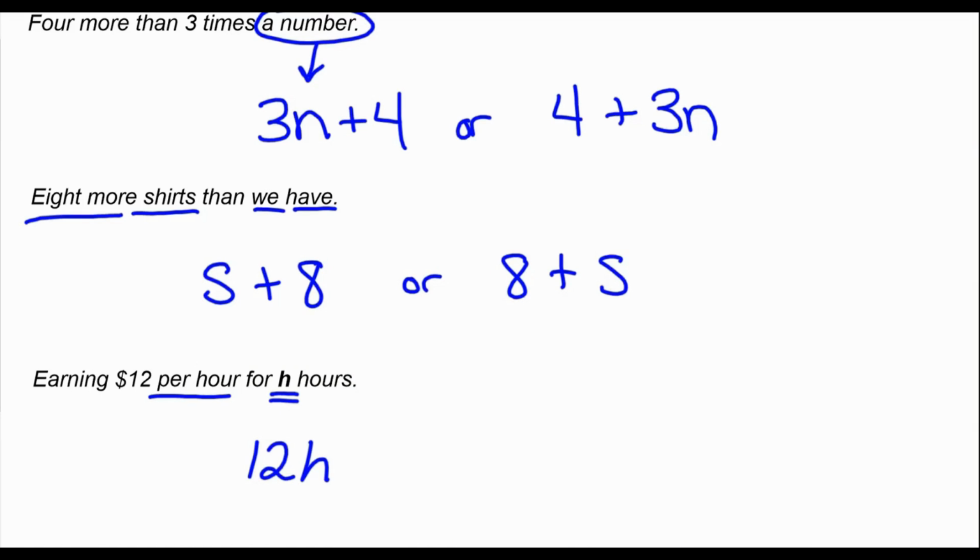There's that unit rate again. That goes back to when we were writing equations of proportional relationships. $12 per hour is that constant rate of change. So 12 times H represents how much money I earned for any number of hours.